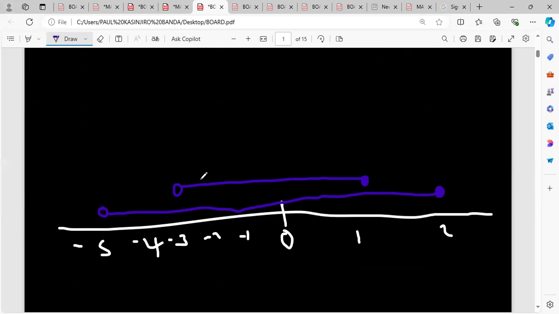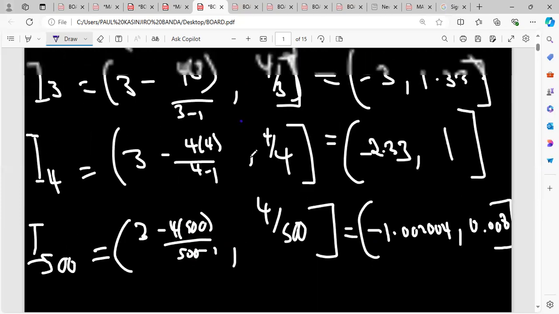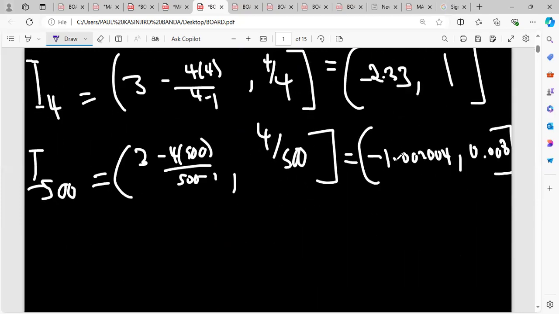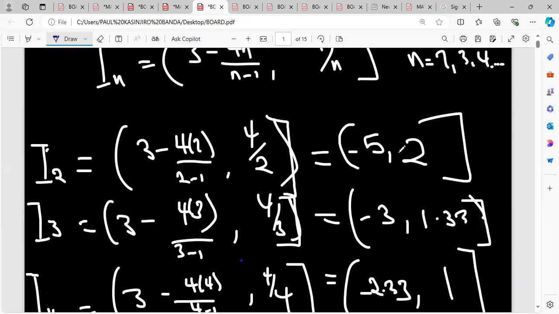-2.33, so it can be somewhere here, all the way to what? 1? All the way to 1? Yeah. So we go at 1 here, we end at 1. What was the other one? It was -2 to what? -1 point. No, it was -1. -1? Yes. Are you sure? Oh, this one? Yes. Oh, okay.